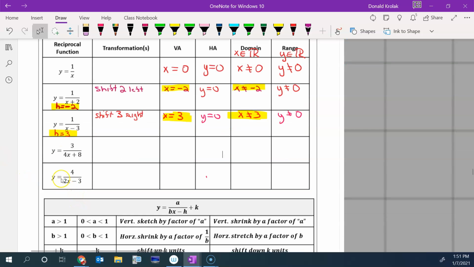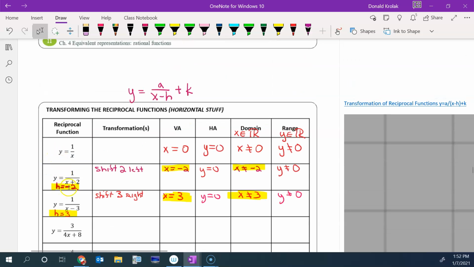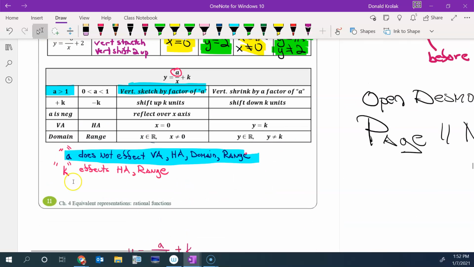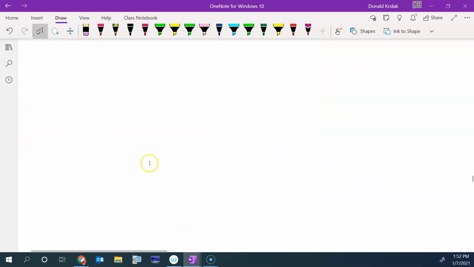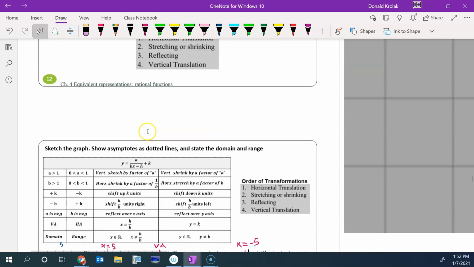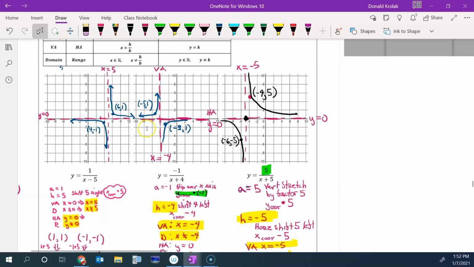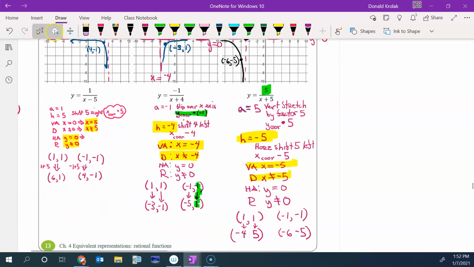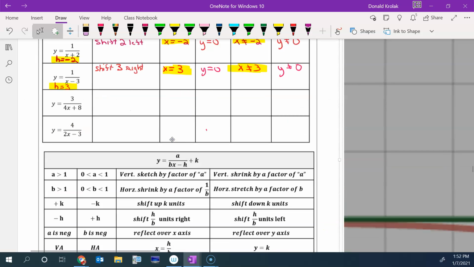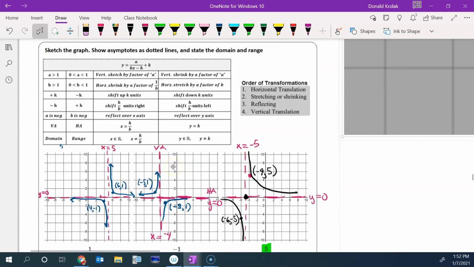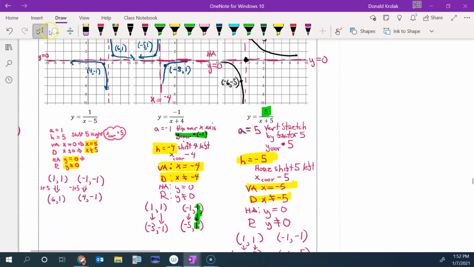All right, now on these next two, you start getting into multiple transformations. So we're going to hold off on those, and we're just going to practice how to graph slides that go right and left, slides that go up and down, stretches, and flips. Okay, so if you go down to the next page, to these three graphs.